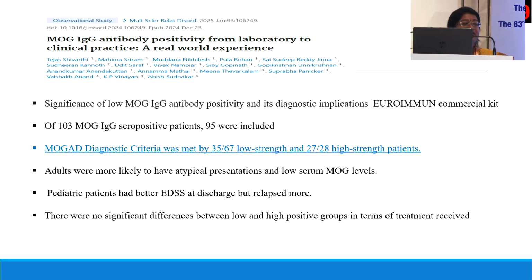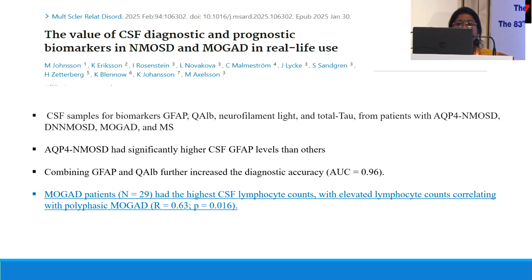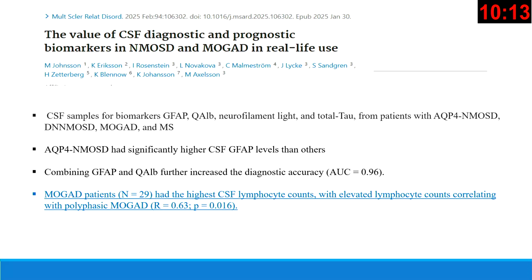And they showed that the MOGAD criteria was met by only 35% of the 35 patients among the low strength positives in this group, whereas if there are high strength positives, most of them had the MOGAD diagnostic criteria to be positive. And this study diagnosed the various CSF markers in NMO and MOGAD and tried to imply their clinical use.